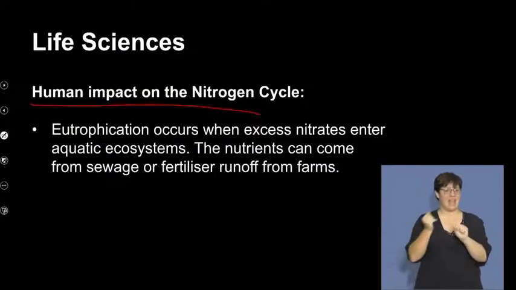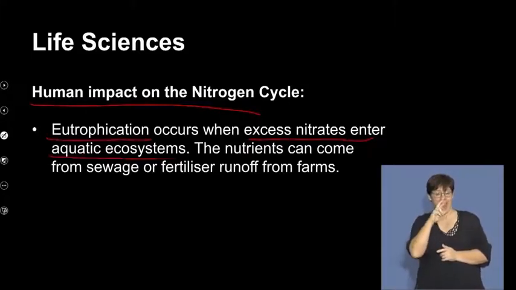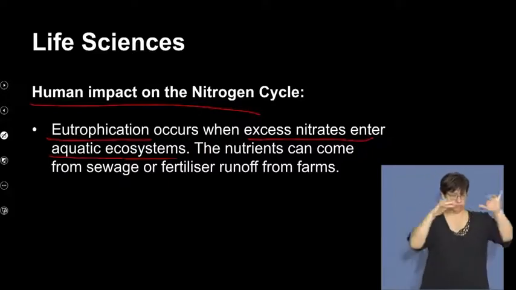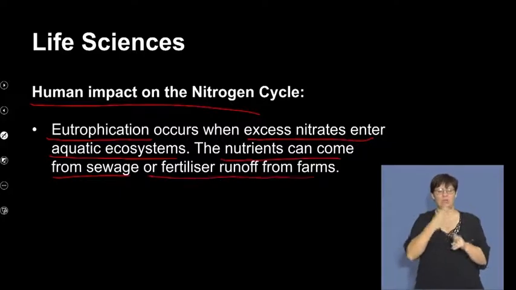So the process called eutrophication occurs when excess nitrates enter aquatic ecosystems. We find that the nutrients come from sewage and fertilizer runoff from farms.